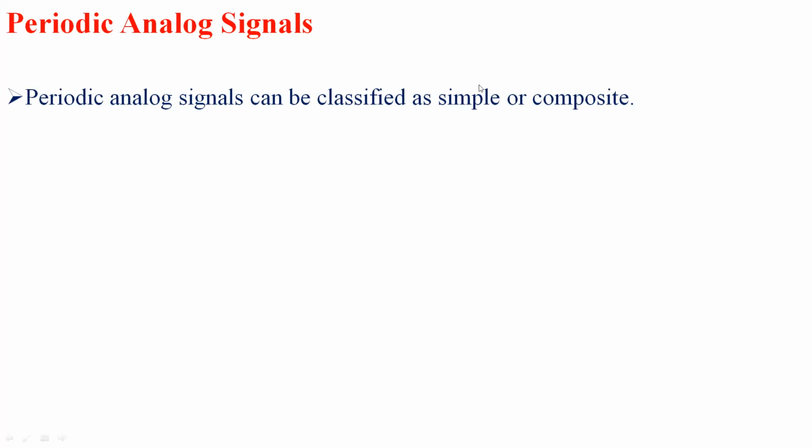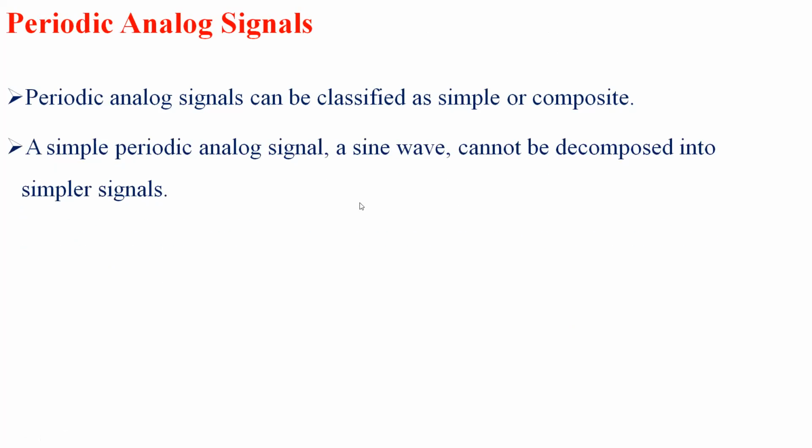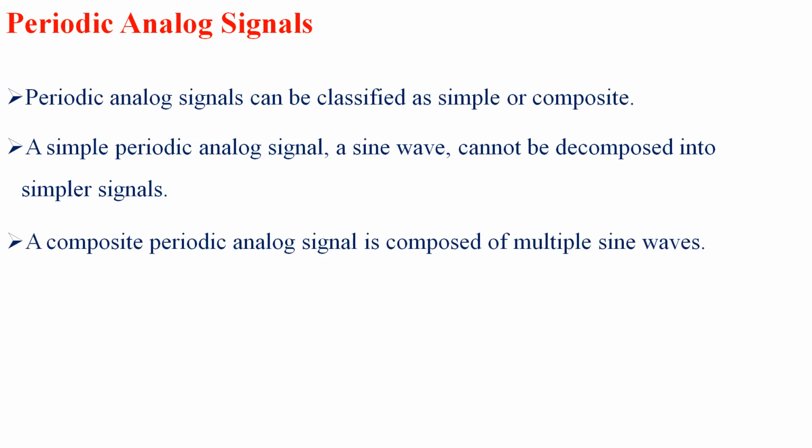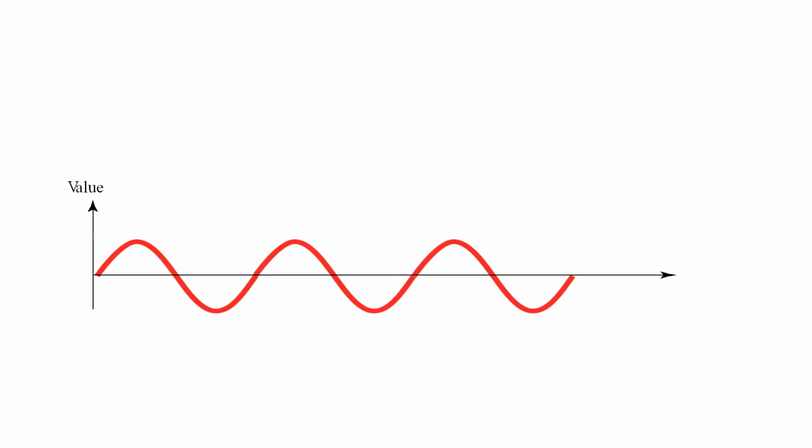A simple periodic signal is a sine wave which cannot be decomposed into smaller signals. It cannot be divided into simpler signals or further signals. Whereas a composite signal is a composition of multiple sine waves. It can be composed of multiple sine waves.